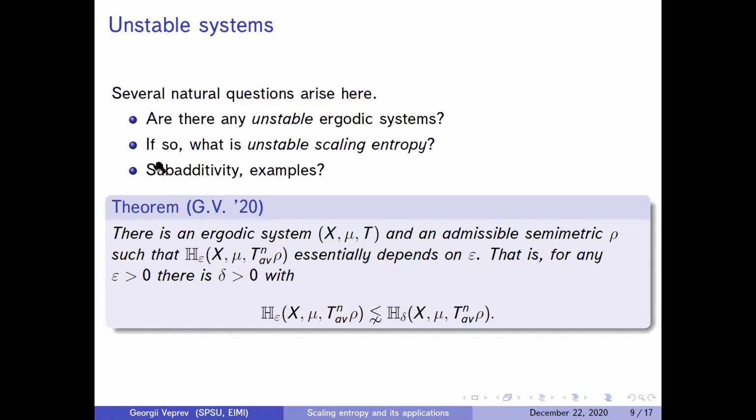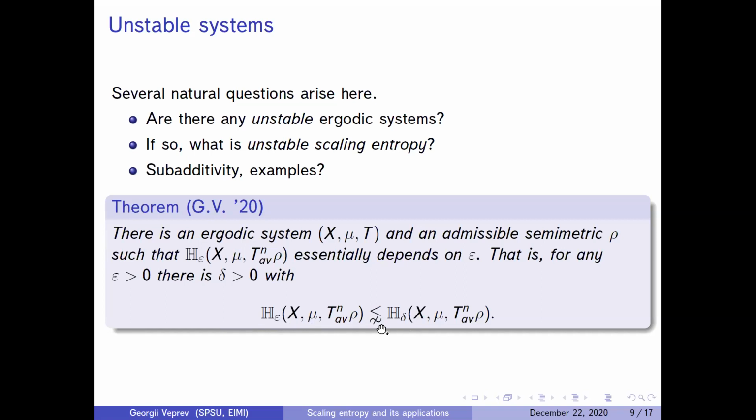The recent finding was the following. We proved that there are such systems. So there is an ergodic system and some admissible symmetric rho, such that this function essentially depends on epsilon. That means that for any epsilon we can find a delta such that we don't have any equivalence in n.